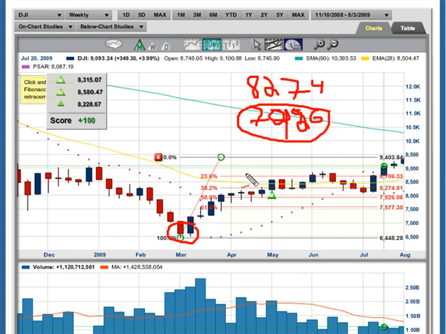Watch this level. If that doesn't hold, we're in for a big bear ride.